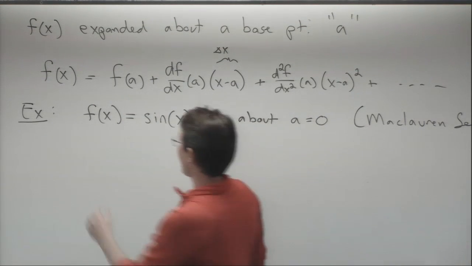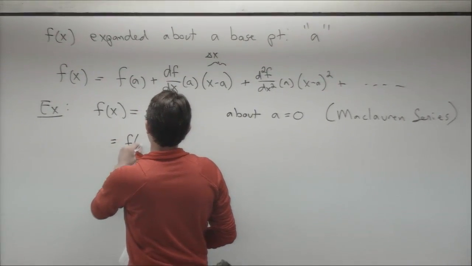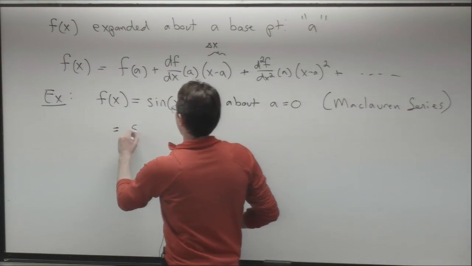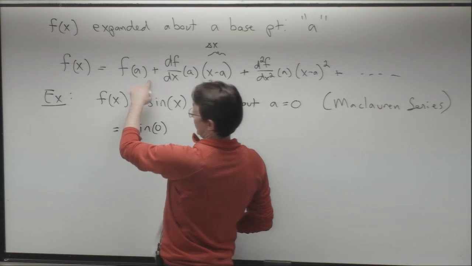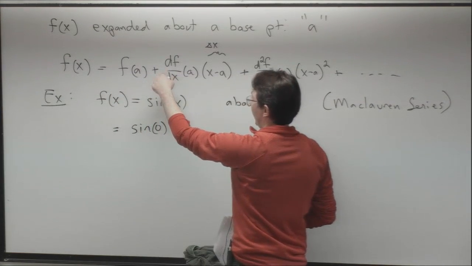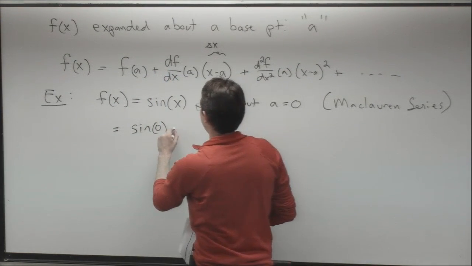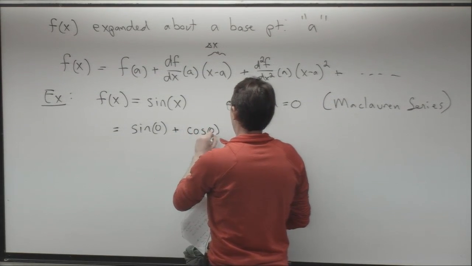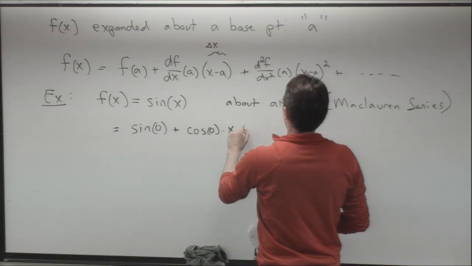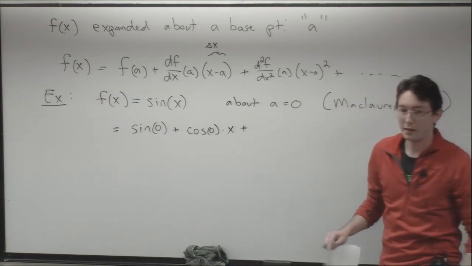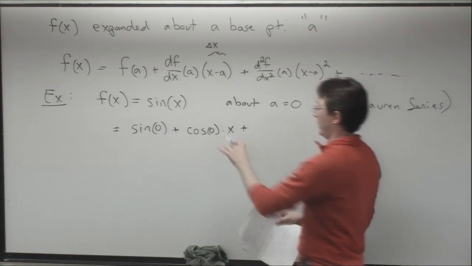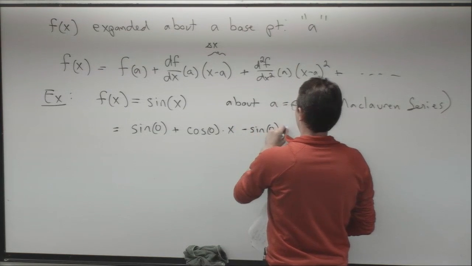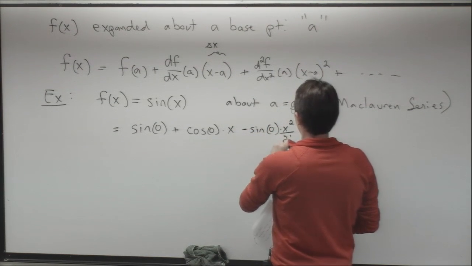So this is equal to f of 0. What's f? f is just sine, so it's sine of 0. That's this term. Plus the derivative of sine at 0. What's the derivative of sine? Cosine. So cosine of 0 times x, plus, okay, what's the second derivative of sine? Minus sine, right? The derivative of cos is minus sine. Minus sine of 0 times x squared over 2 factorial.